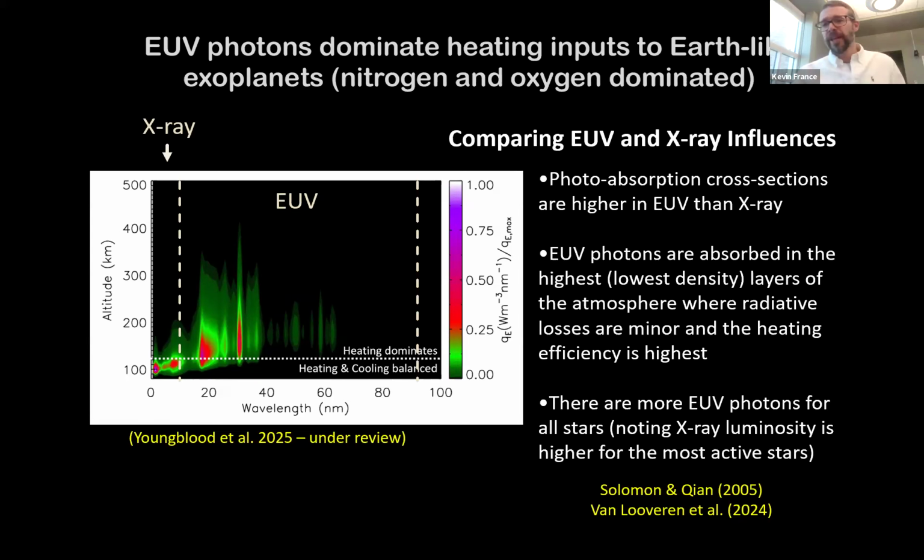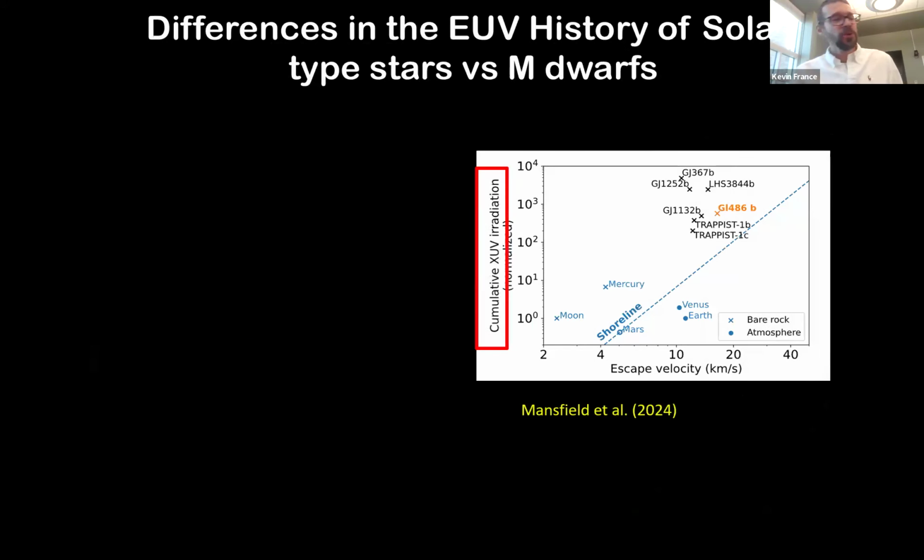So let's put this all now in the context of the cosmic shoreline, right? This is a popular way to think about atmospheric escape now, where we balance the escape velocity, essentially the ability for a planet to hold on to its atmosphere gravitationally on the x-axis, with the XUV irradiation on the y-axis. So this is the cumulative XUV radiation. So this has a couple of parts, and I want to break this down individually.